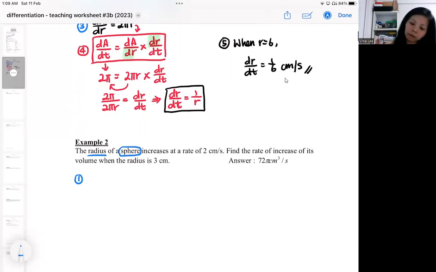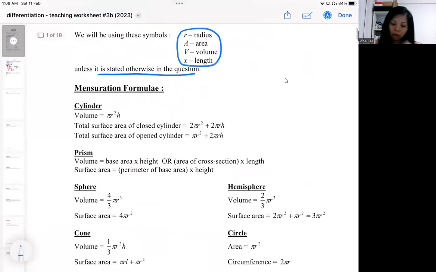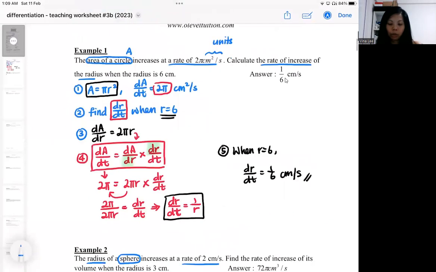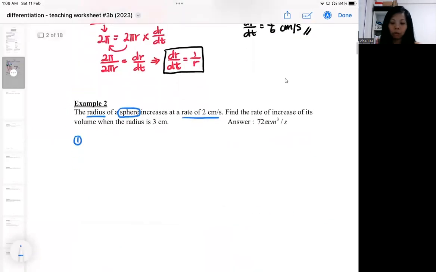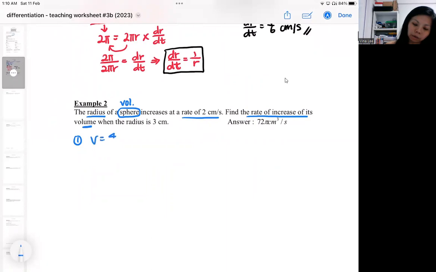And it is increasing at this rate. Okay, so my information will be the sphere. In the sphere, if you look back at the formula, it can either be volume or surface area. So which formula am I going to take? You might need to look a bit further, because they are finding the rate of increase of volume. So I should be dealing with the volume of a sphere. So the information will be the volume of a sphere.